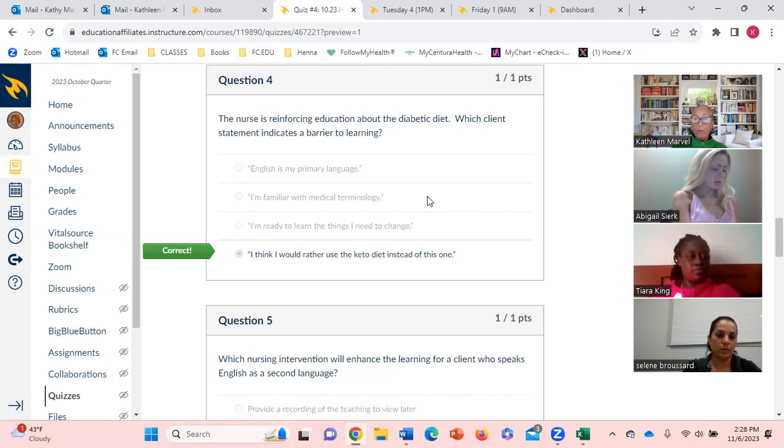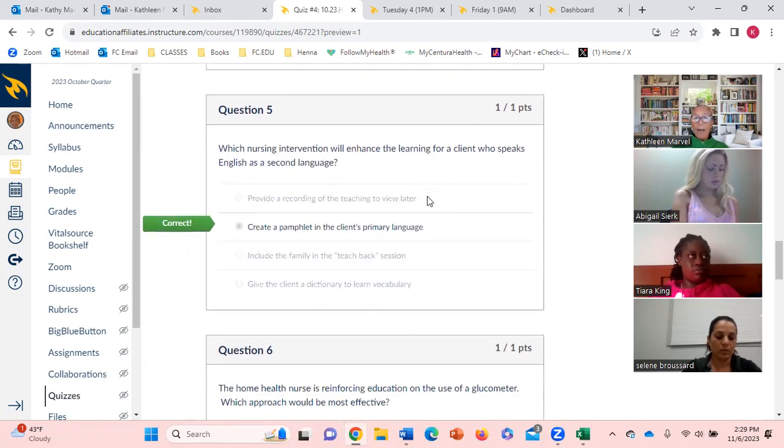I think I would rather use a keto diet instead of this one. Well, remember in the question, they have diabetes, so a keto diet's not going to work. So they're not hearing you when you're talking about a diabetic diet. When they say they'd rather use a keto diet, that's incorrect. They're going to require more teaching.